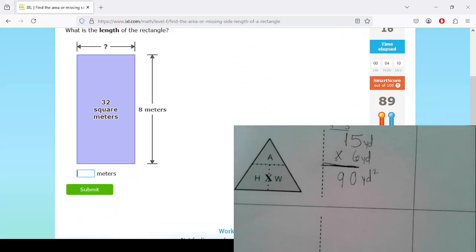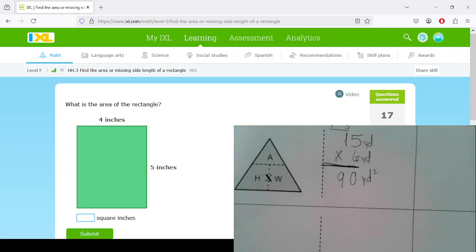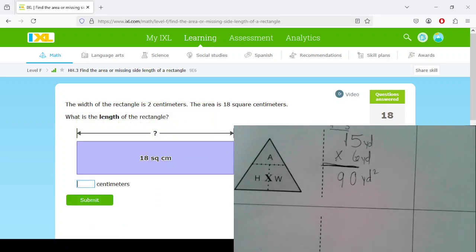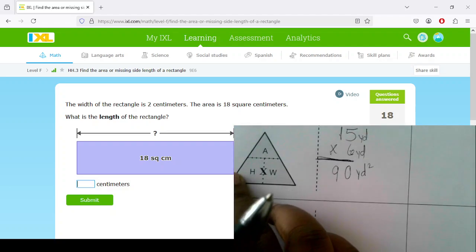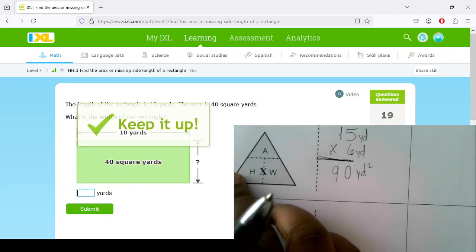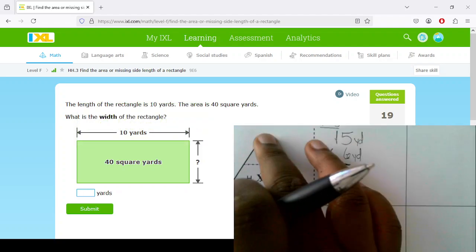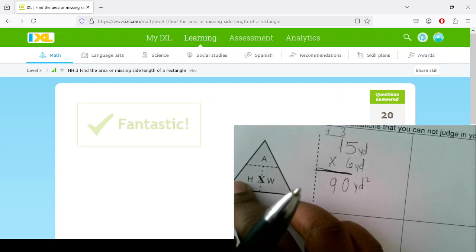What is the length of the rectangle? Okay, so 32 square meters divided by 8 meters is equal to 4 meters. 4 inches times 5 inches is 20 square inches. 18 square centimeters divided by 2 centimeters is 9 centimeters. What is the width of the rectangle? 40 square yards divided by 10 yards is equal to 4 yards.